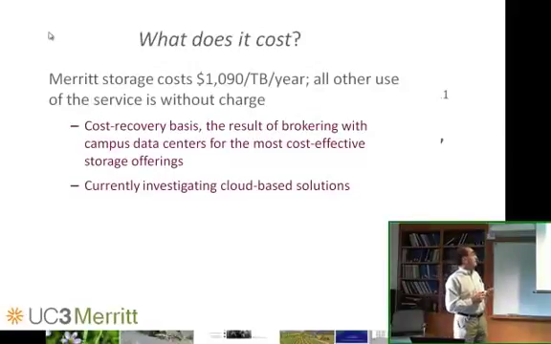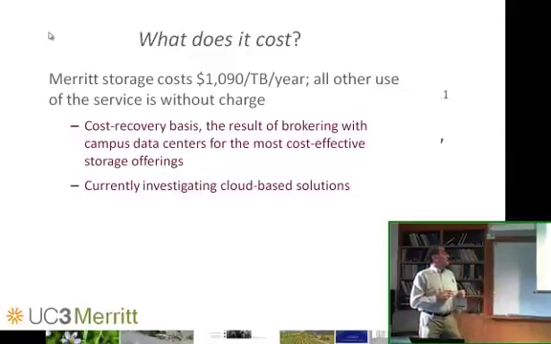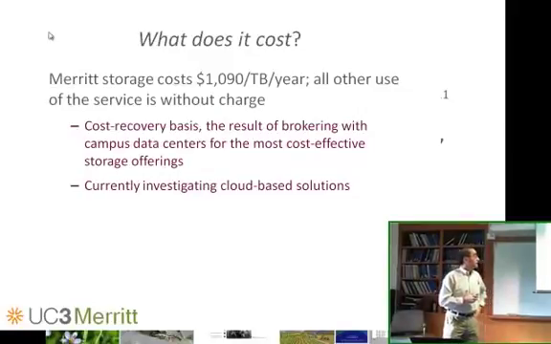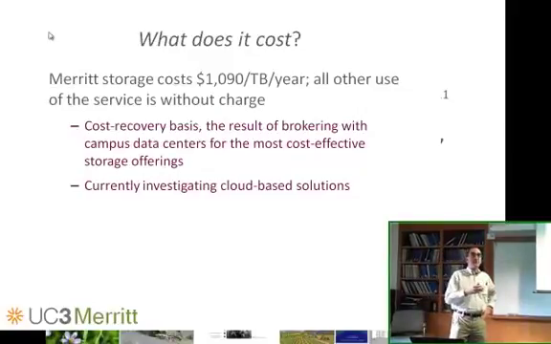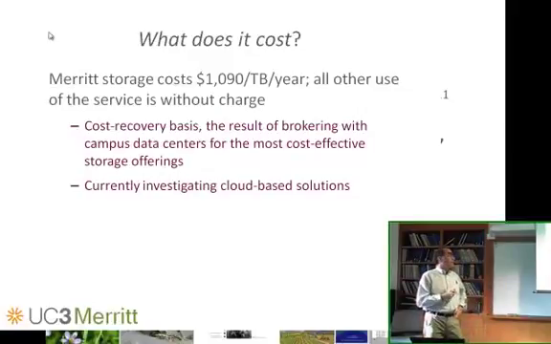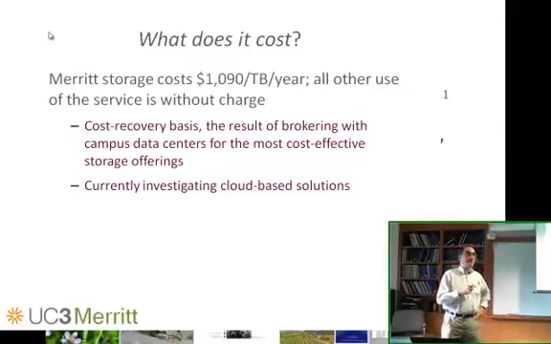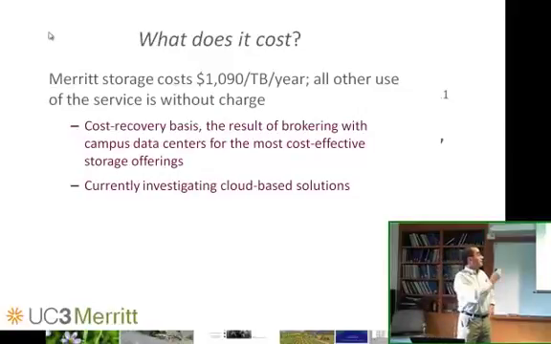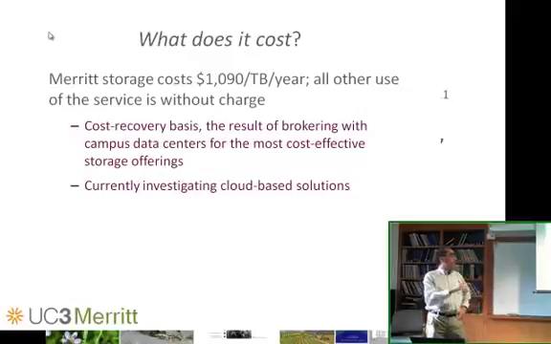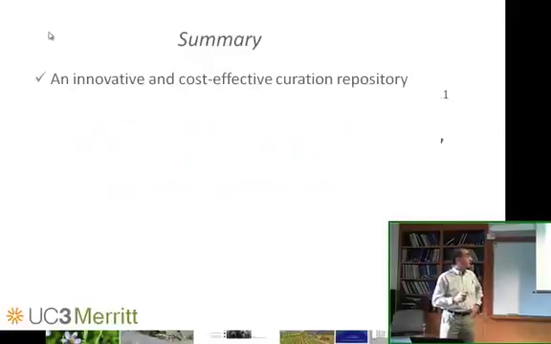The most important slide of all: what does it all cost? The Merritt cost model is based solely on the amount of storage that is being used, and currently we charge that at $1,090 per terabyte per year. This represents our cost recovery. This is the price that we pay in order to procure that storage. And we think that is actually a very good price because we go out and we negotiate with the data centers on all 10 campuses, and we're now starting to talk with some cloud-based providers in order to drive that cost down to the minimum it needs to be.